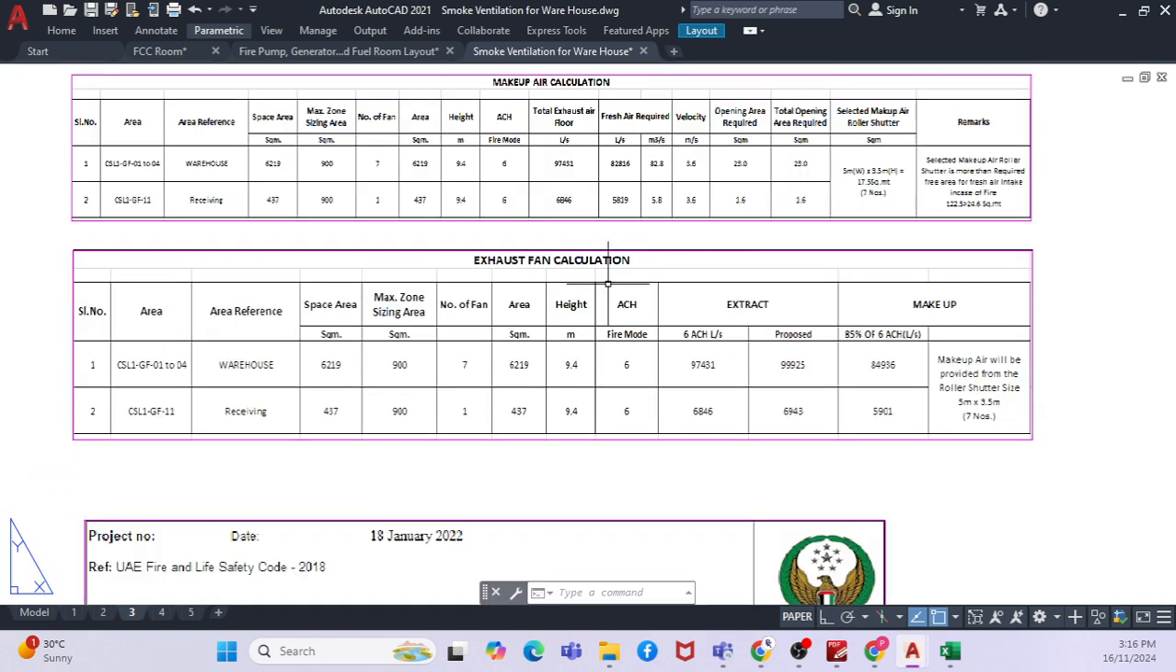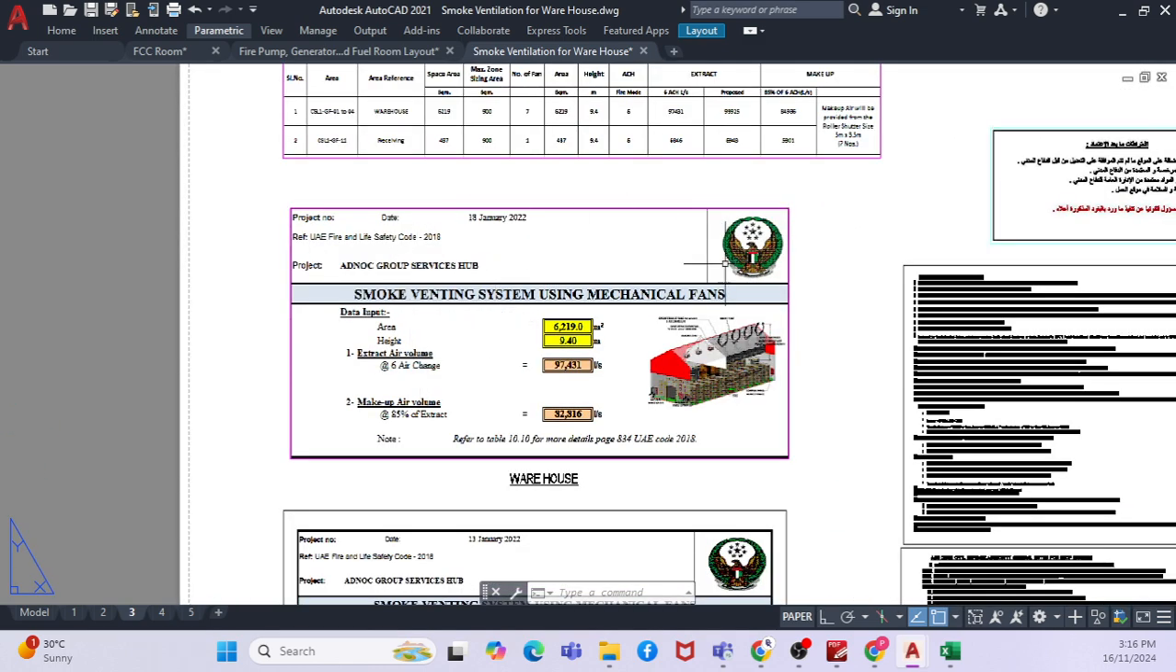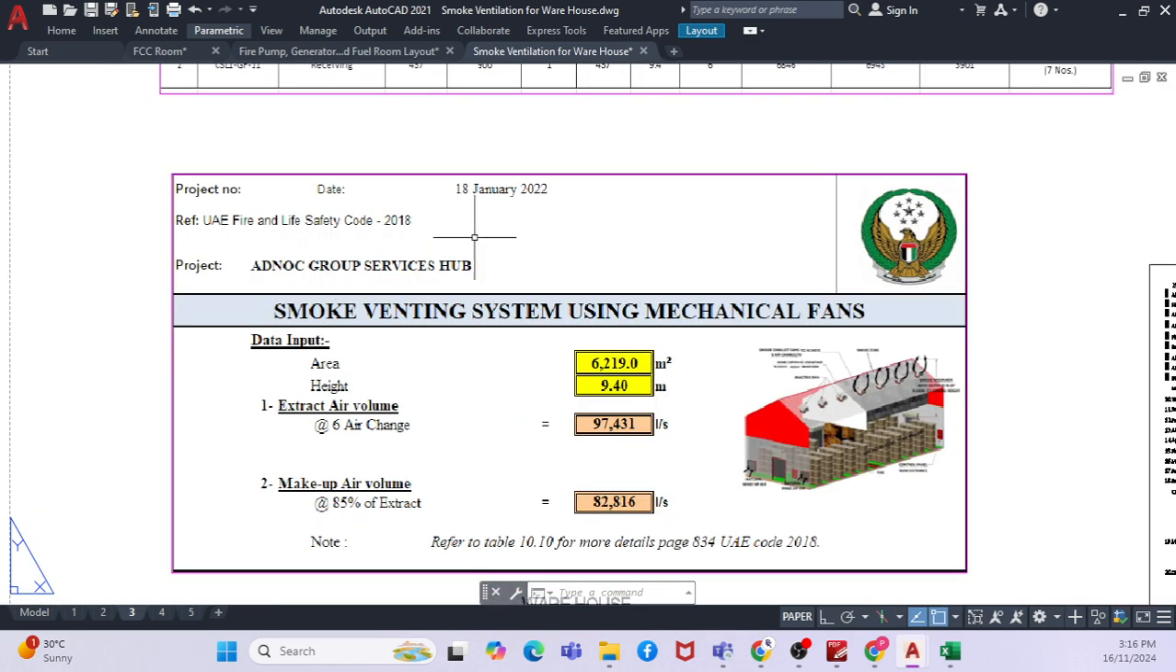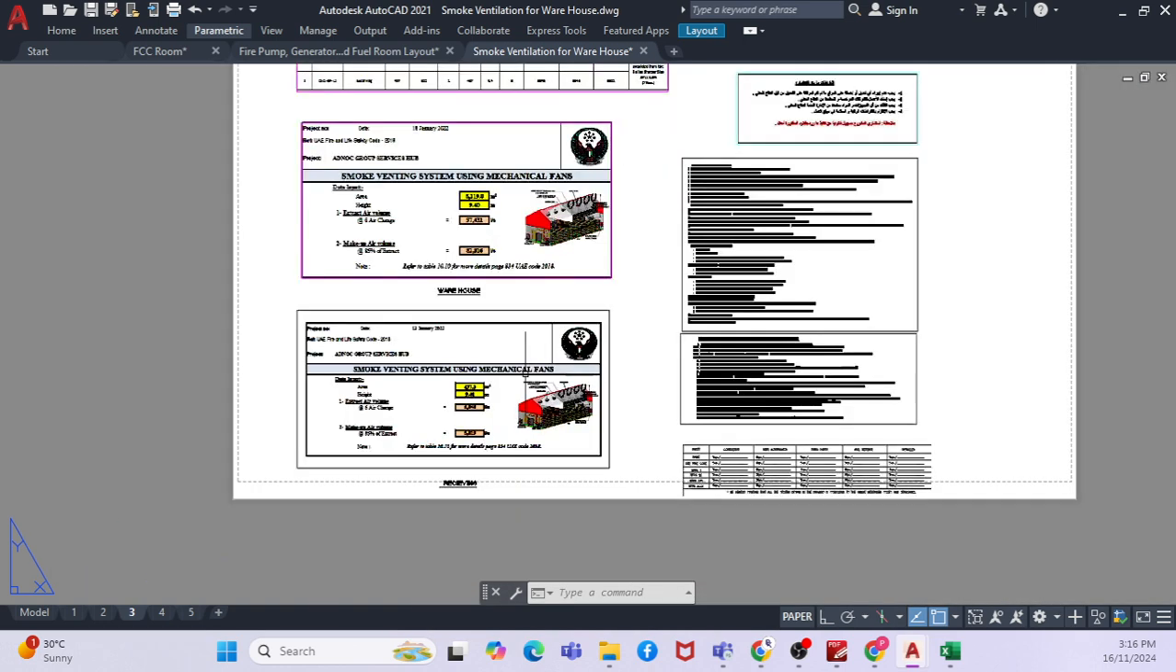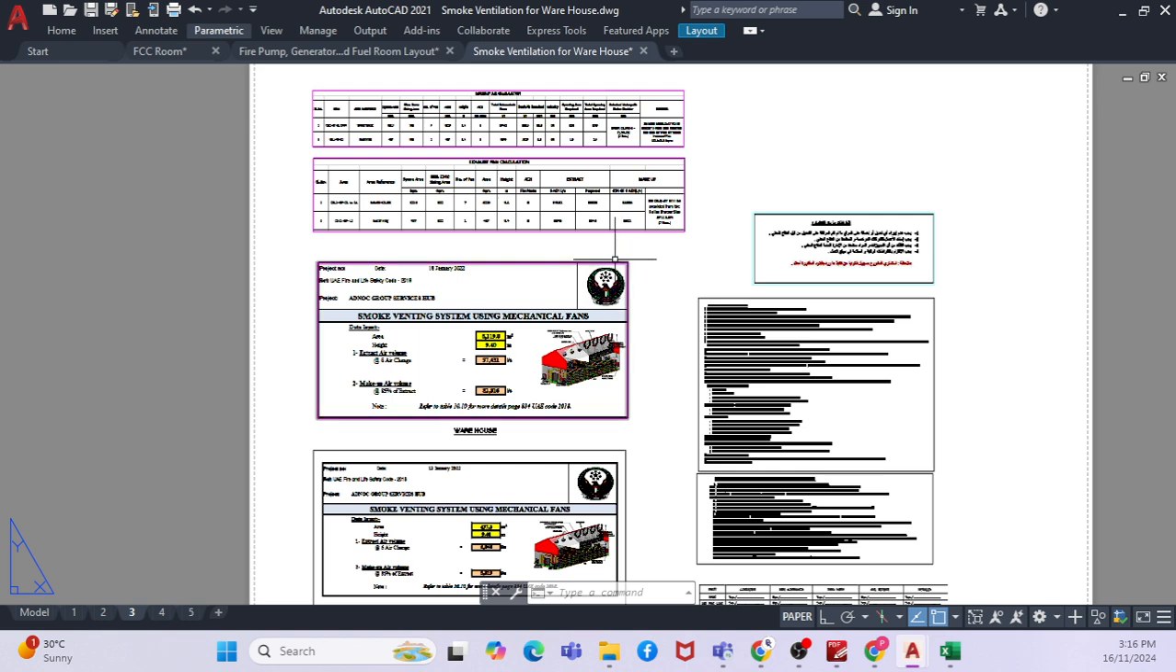Understood. Yes. The exhaust fan calculation is also done the same way, like space area, maximum zone, number of fans, area, height, number of air changes per hour. You can calculate 6 air changes per hour, right? And the makeup air will be 85 percent as per the code. And as per the local code, you are going to enter by using their standard format: what is the area, what is the height, what is the total airflow rate. If you consider 6 per hour, makeup air 85 percent, you will get all the parameters here, right? Understood. Okay, so this is the way to calculate for the smoke ventilation system.